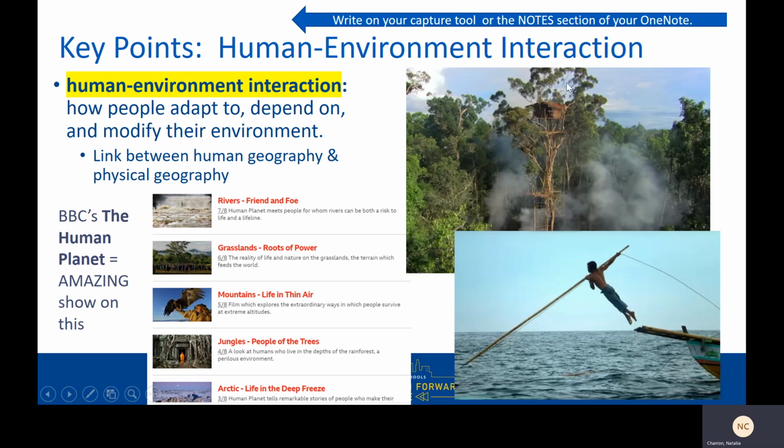Here, for example, we see a picture of a hut built in the canopy of the Amazon forest. This is one way that people who live in this region have adapted to their environment. They can't stay on the ground because there are too many animals, insects, predators, so they have to live all the way at the top of the trees.